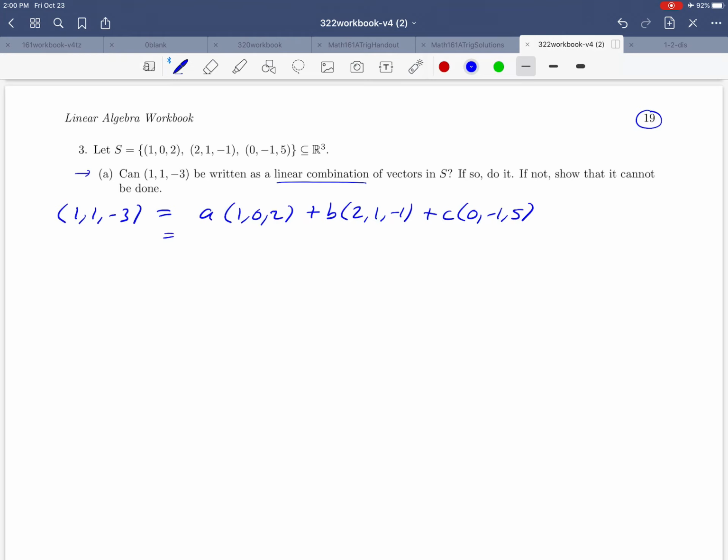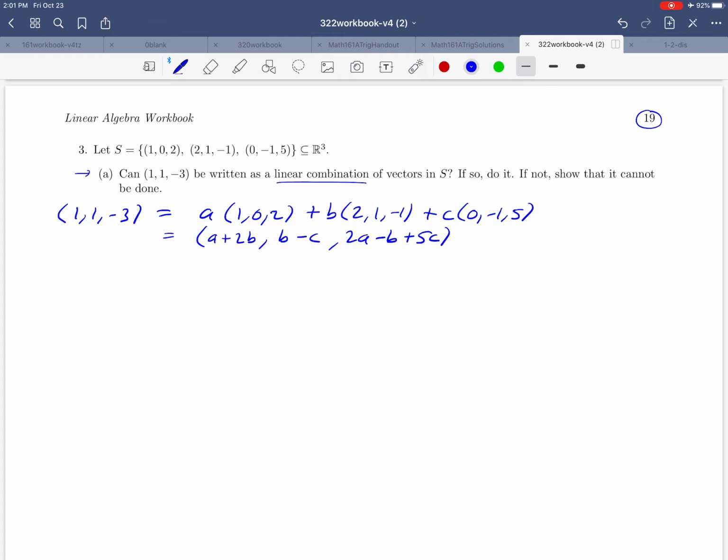Okay, well, if we take that right-hand side and simplify it down a little bit, just add those 3 vectors together, here's what we get. A plus 2b plus 0c, and then 0a plus b minus c. And then finally 2a minus b plus 5c.